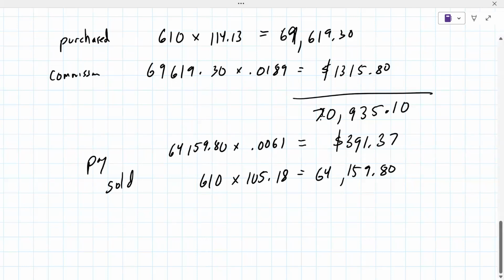This is the way it works in the real world. When you buy stocks, you pay a commission, which means you have to have that much money. To sell it, you also pay a commission, which means you're not actually getting all that money. You first pay the commission and then you get the money. So you add this and then subtract this, and that tells you how much you've lost.